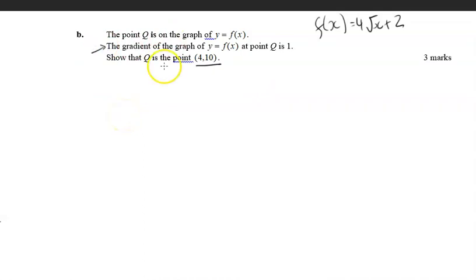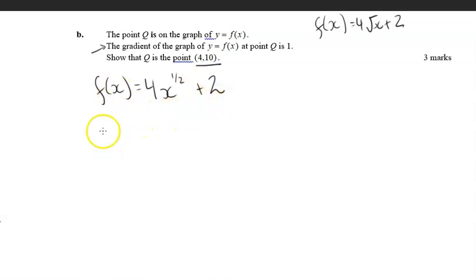So you have to think, okay, the gradient of the graph at the point Q is equal to 1. I need to get a gradient of some sort, a rate of change, or instantaneous rate of change. So if my f(x) is equal to, and I'm just going to rewrite this as 4 times x to the power of half, plus 2.